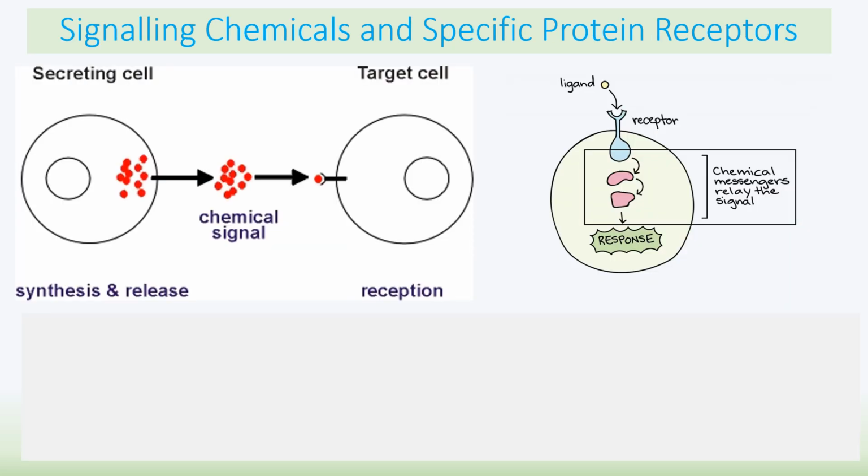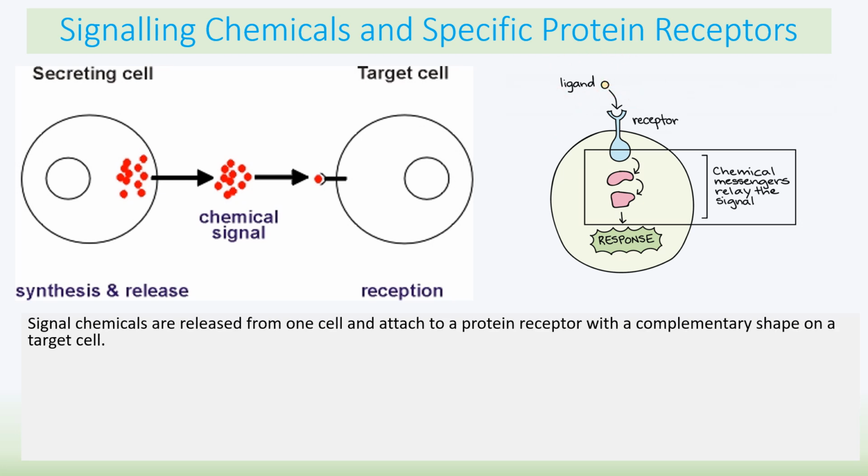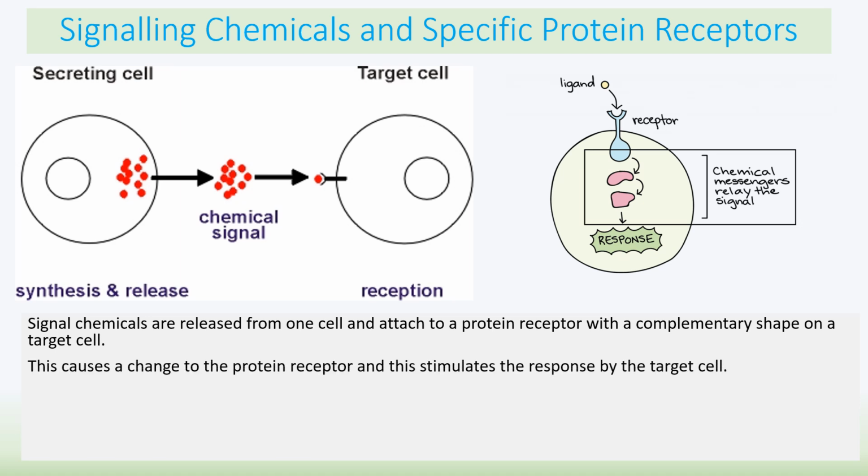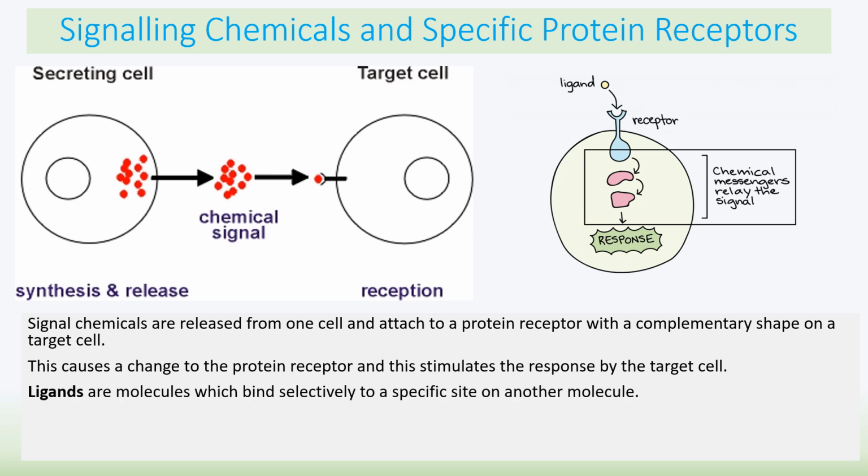So when we're talking about signaling chemicals, the word that we should really be using is the idea of something called a ligand. A ligand is a chemical messenger. It attaches to a receptor, and that then triggers some sort of response within the cell. It will always be a complementary shape when it attaches to the protein receptor, and it causes a change in that protein receptor that stimulates then the response in the cell. By the end of this video, we'll have a look at some of those in detail.